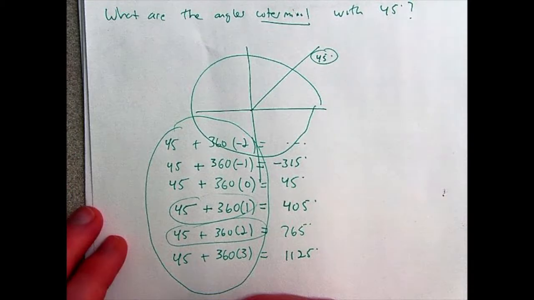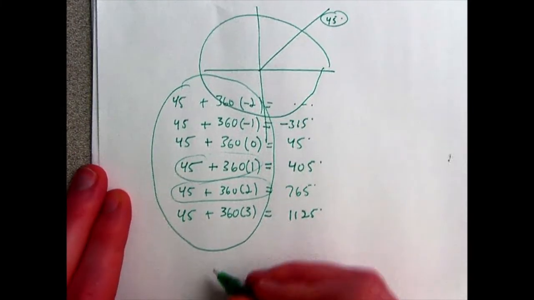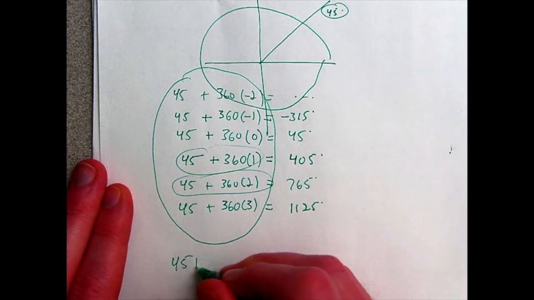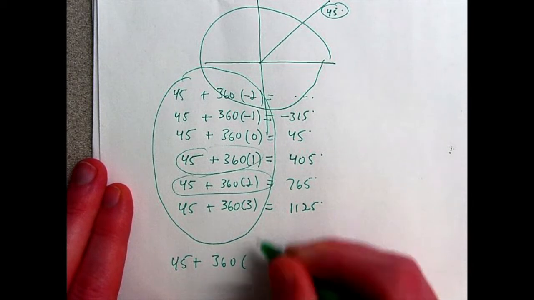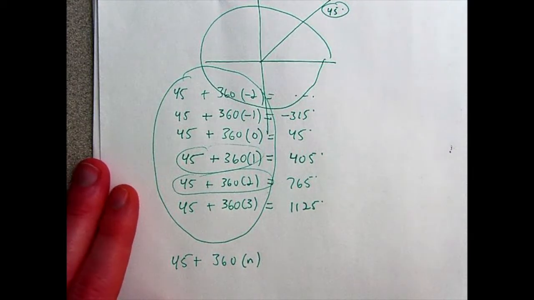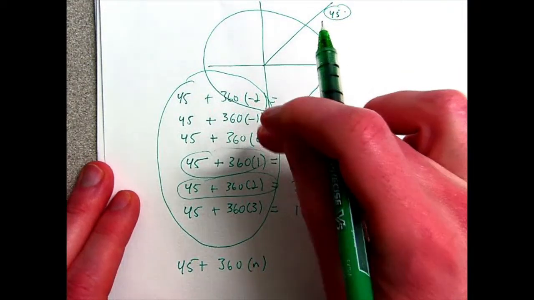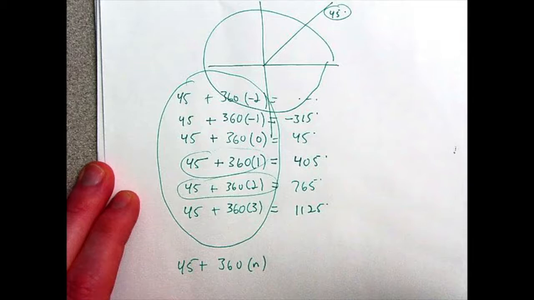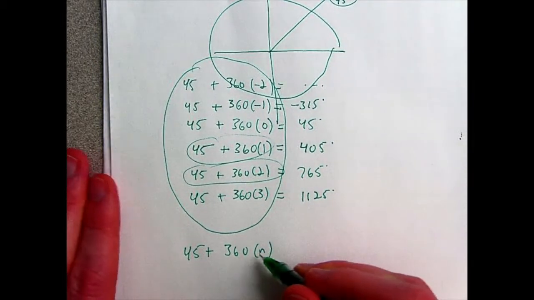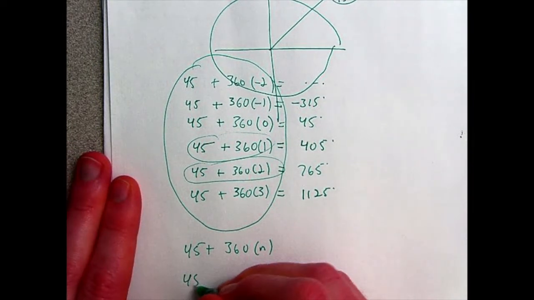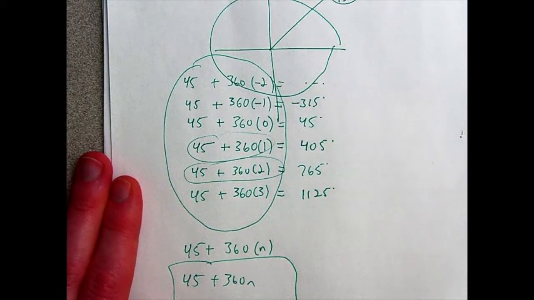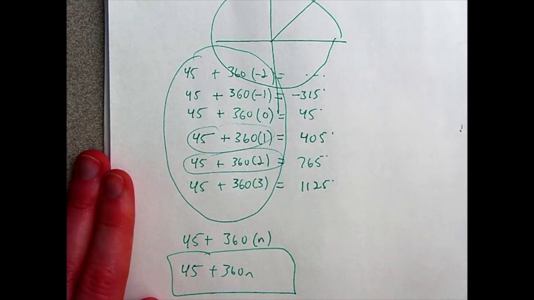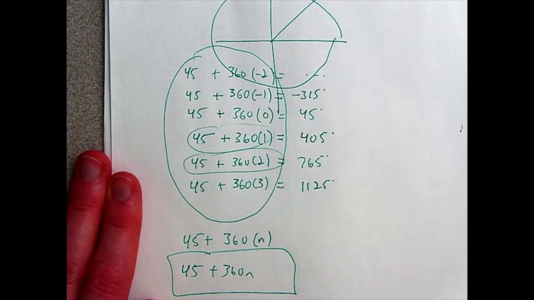They are of the form, and this is the big reveal, they're all of the form 45 plus 360 times some integer n, okay? n could be -2, -1, 0, +1, +2, all the way out. And we don't really need these parentheses here. It's easier to just write 45 plus 360n. So this expression here represents all infinitely many angles coterminal with 45 degrees, okay?